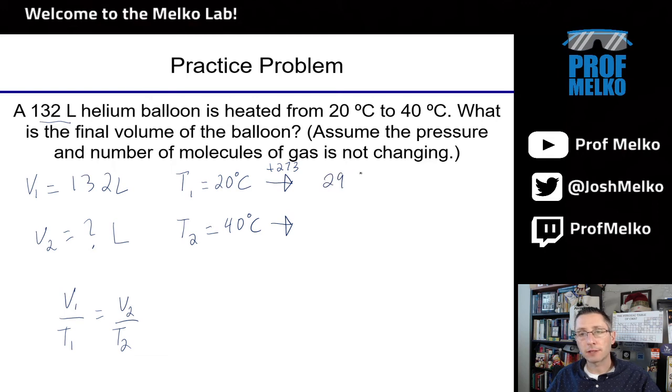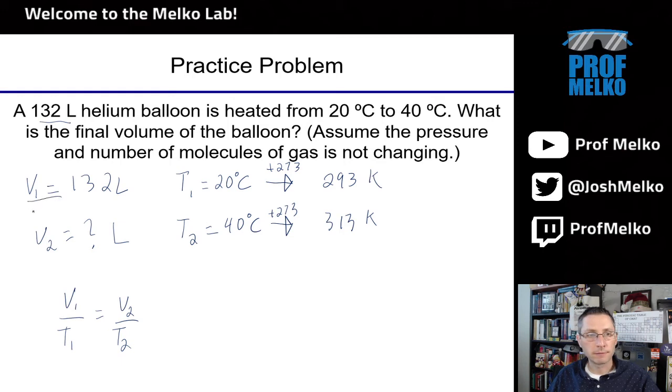Celsius going to Kelvin, we add 273. Sometimes you'll see 273.15. I'm not going to worry about those digits for this exercise. So adding 273 to each of these temperatures converts them to Kelvin. And now I have 293 Kelvin and 313 Kelvin.